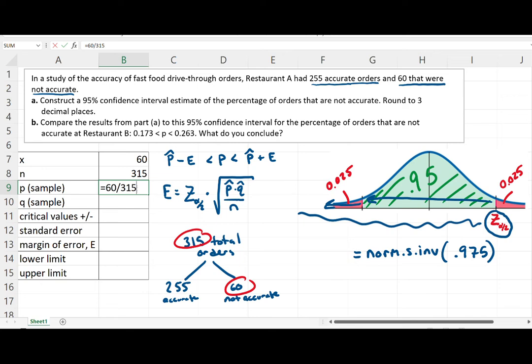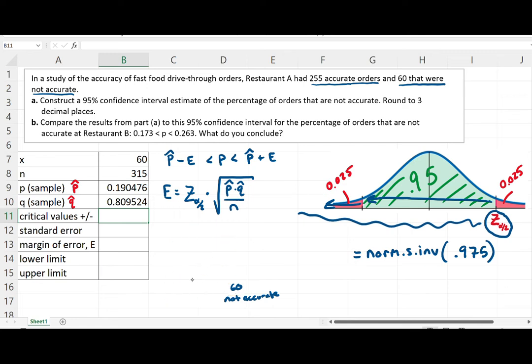And then notation-wise, the sample proportion is normally given as p hat. And then the q for the sample, or the complement of that, would be 1 minus the sample proportion. So that would be equal to 1 minus p hat, 1 minus the sample proportion. Okay, let me get rid of this for now because we're going to need a little bit more room.